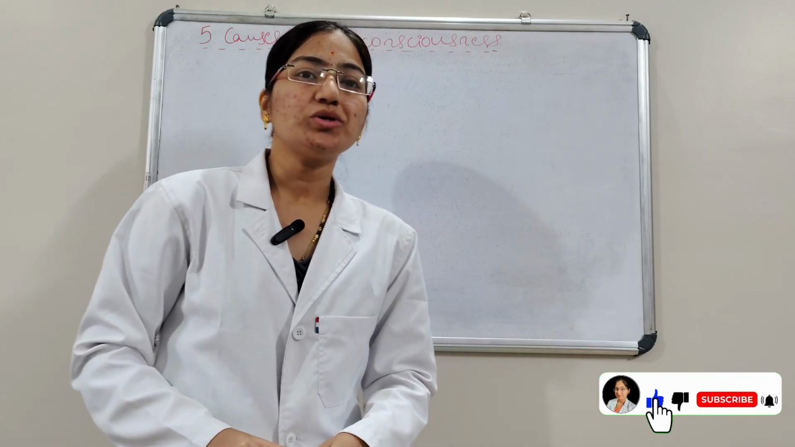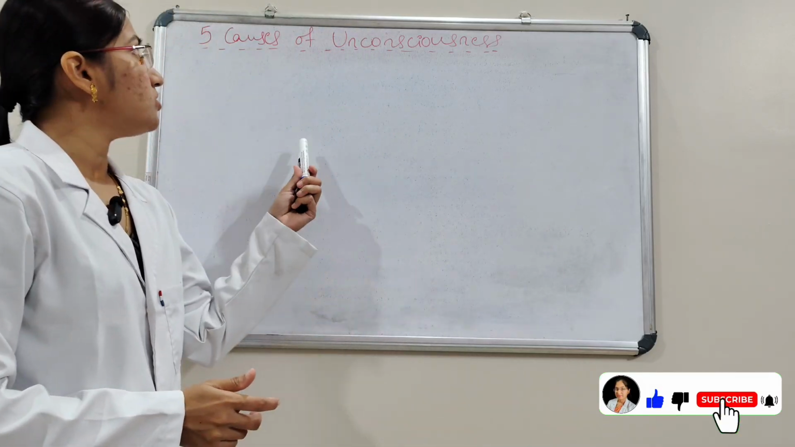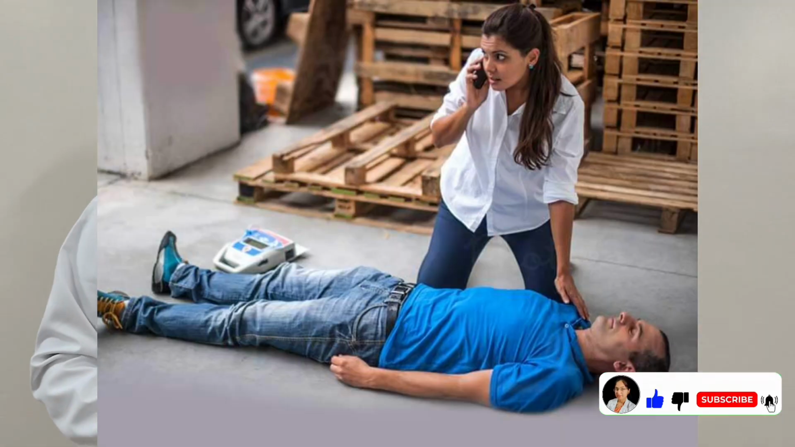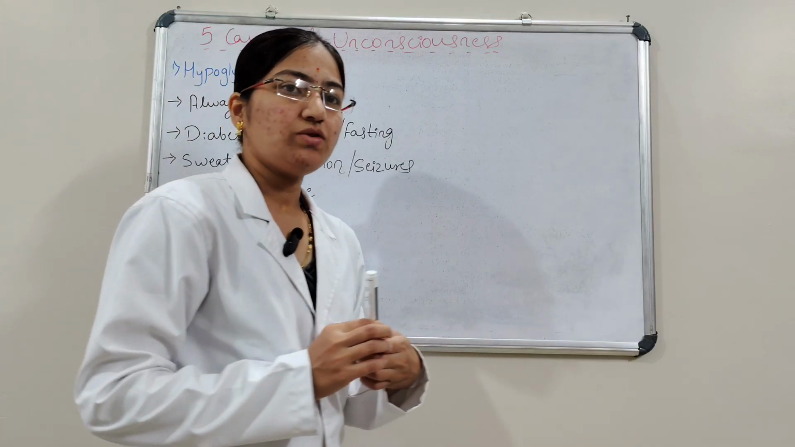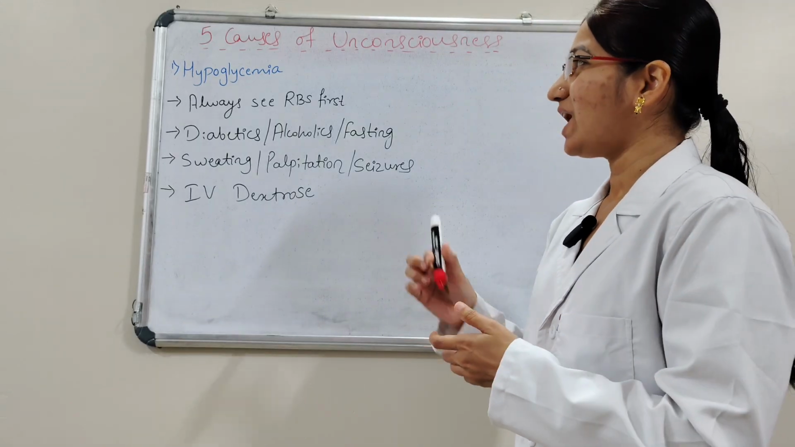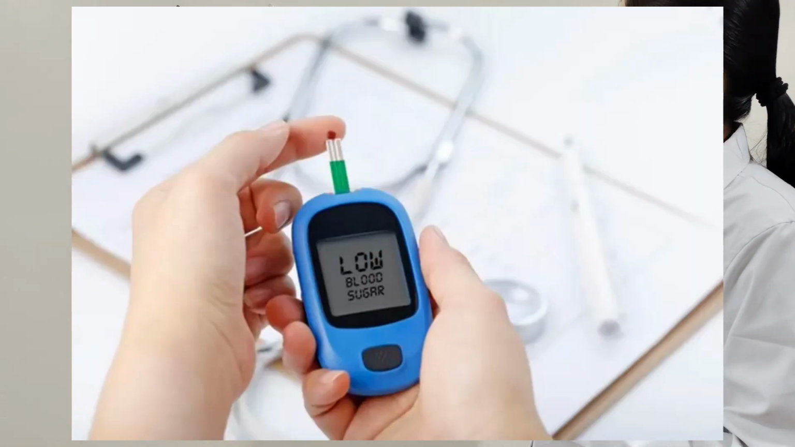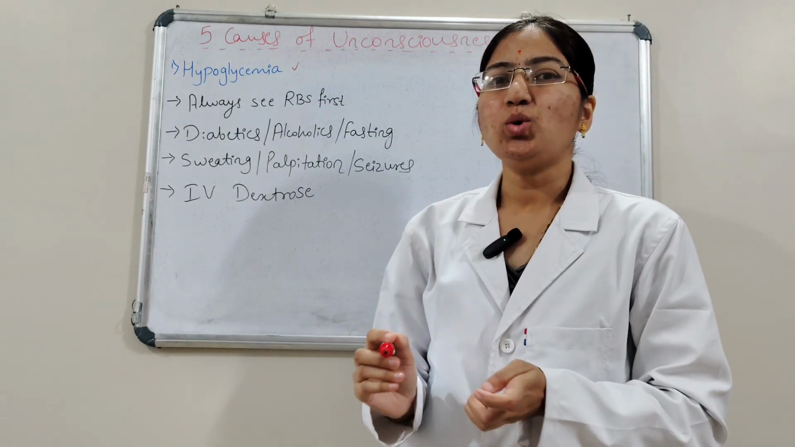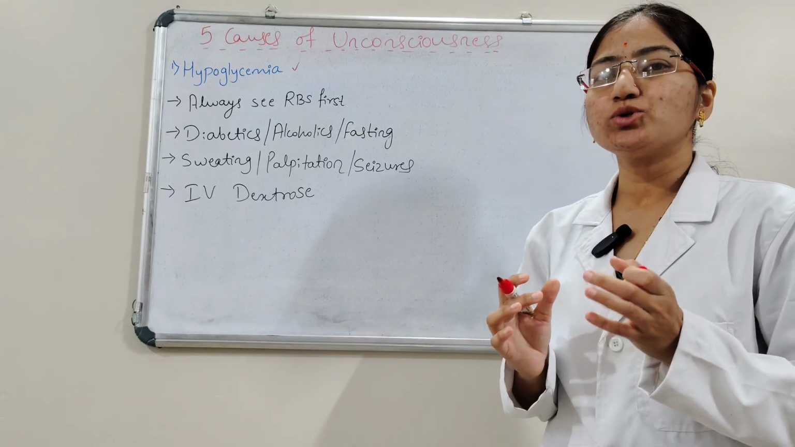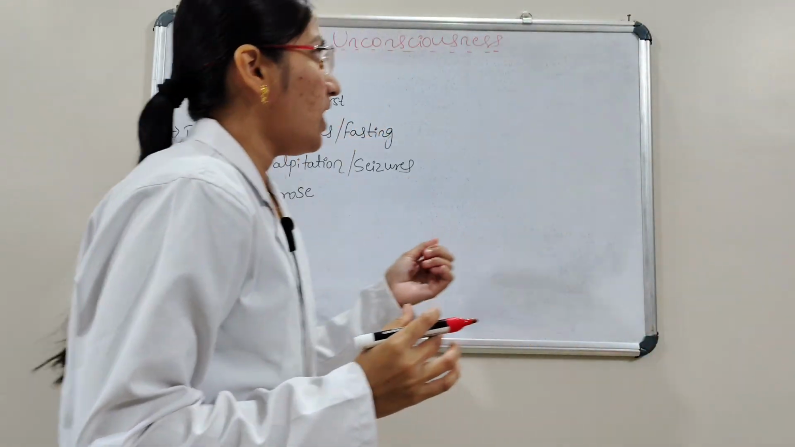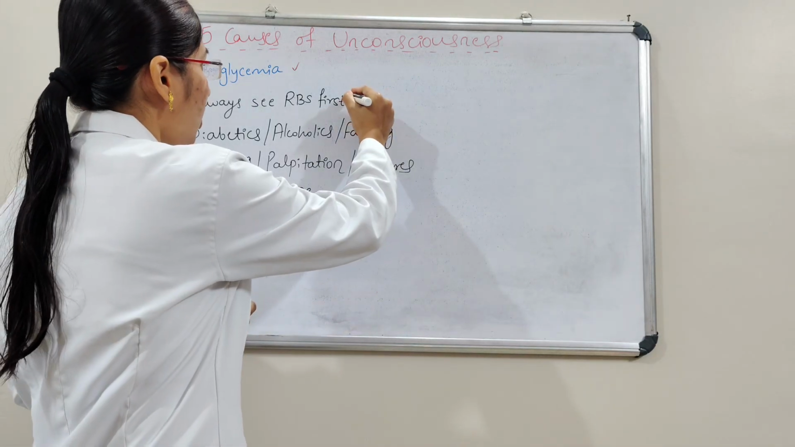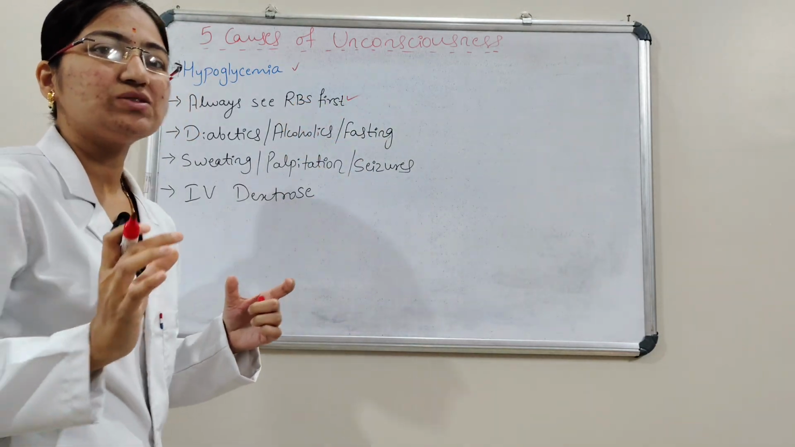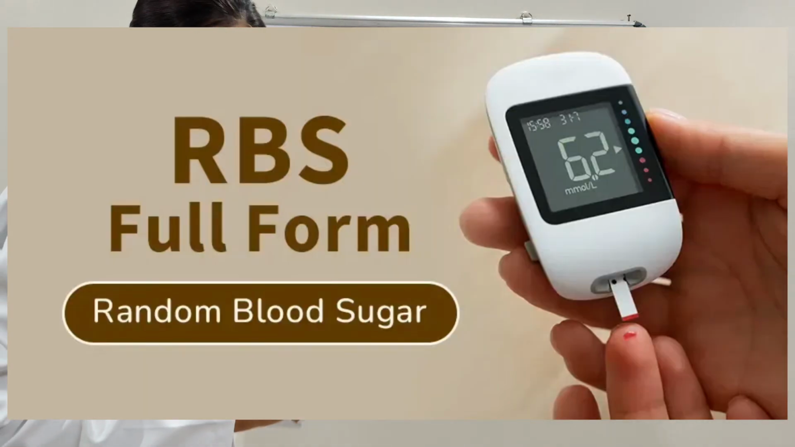In this class, we are going to discuss common causes of unconsciousness. We'll see the first cause is hypoglycemia. Hypoglycemia is very easy to treat. Whenever a patient comes to you with unconsciousness, at that time you need to see the RBS. Always you need to see the RBS first, random blood sugar.